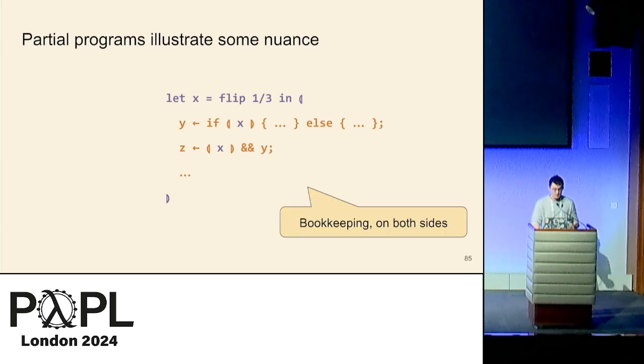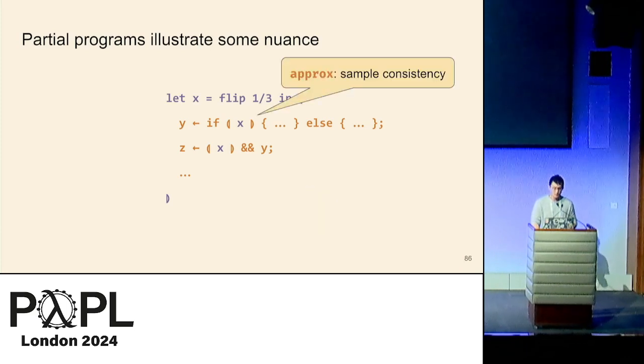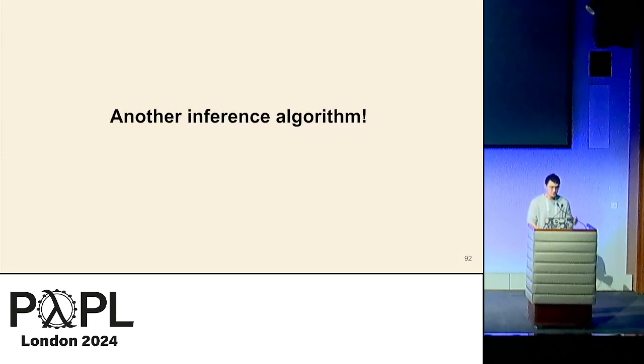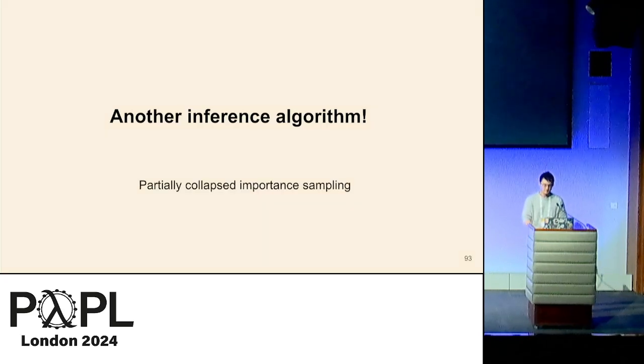So there has to be a little bit of bookkeeping on both sides, where in the approximate language, when we call something from the exact language, we need to make sure that those samples are consistent. While on the other side, if we are in the exact language, calling the approximate language, we need to make sure that we're constructing valid weights and maintaining them through the lifetime of the sampler. So this is pretty cool. We got expressivity, we got specialized inference, but then there's a third thing that happens, which is that we produced another inference algorithm. Specifically, we produced a partially collapsed importance sampler.